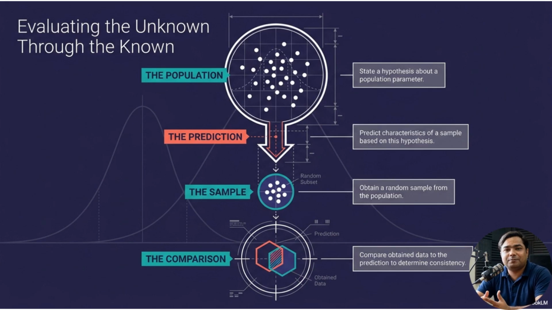Hypothesis testing follows a clear process. First, we state a hypothesis about a population parameter. A parameter may be the population mean, such as the average exam score. Second, based on that hypothesis, we predict what kind of sample result we should expect. Third, we collect actual data from a sample. Fourth, we compare the observed sample result with the prediction. If the sample result is very different from what we expected, then we may say the hypothesis is probably not correct. But if the sample result is close to what we expected, then we do not have enough evidence to reject the hypothesis. So, hypothesis testing is basically a comparison between what we expected and what we observed.